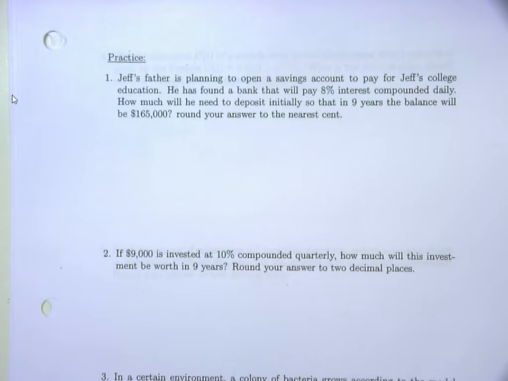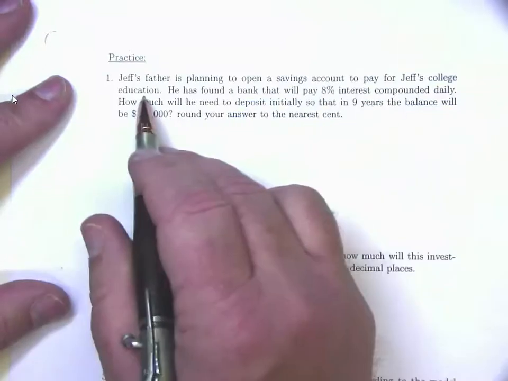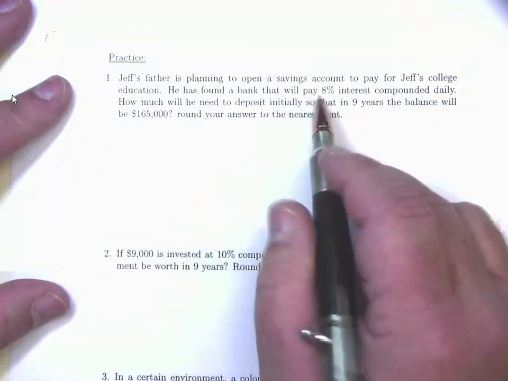All right. Now, pay attention and write down what you know. Any kind of word problem, first thing you do is read the problem, and then read the problem again and write down your numbers. Jeff's father is planning on opening a savings account to pay for Jeff's college education. He's found a bank that offers 8%.